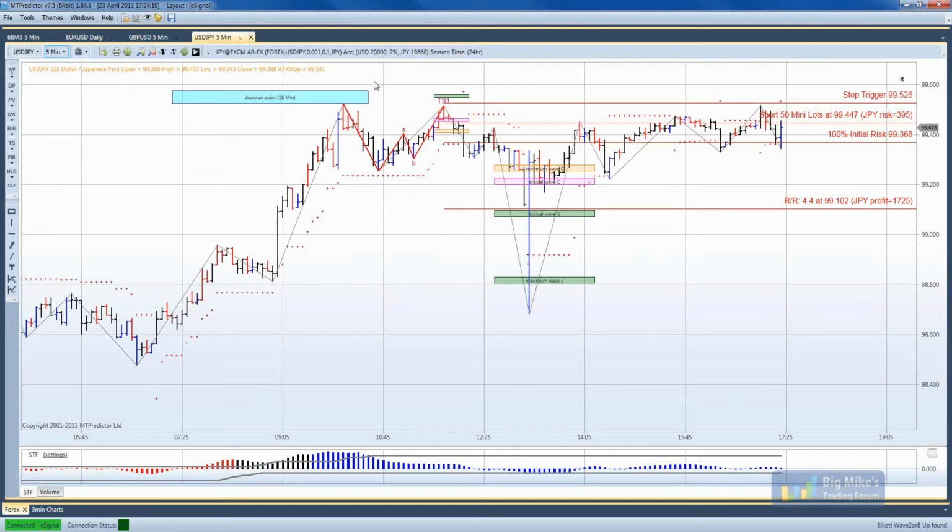All we really need to know is the start of the sequence, which is a larger degree support or resistance area. The initial move off that is wave 1. The initial correction is wave 2. The move off that is then going to be a strong wave 3. And that's the basis of this particular, we'll call it a wave 2 trade setup.